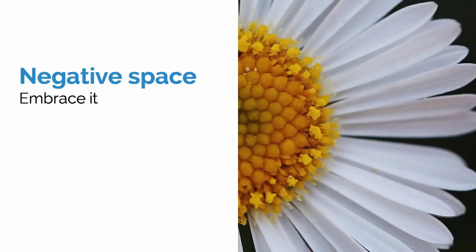Use negative space and embrace it. That means the focus of your subject doesn't always have to follow the rule of thirds. Sometimes you can offset it and use space to the right or to the left or somewhere else in the frame. That'll balance your shot.